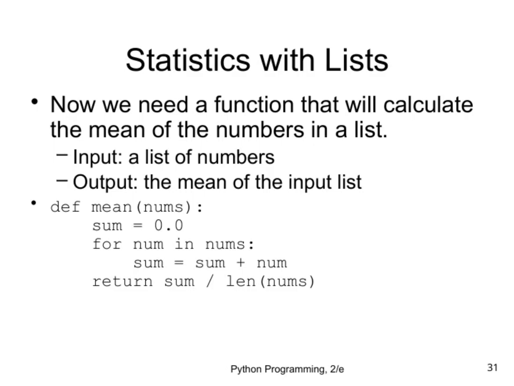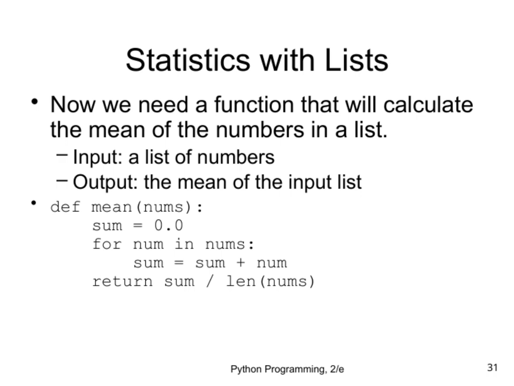Now, we need a function that will calculate the mean of the numbers in a list. The input for this function is a list of numbers, and the output is the mean of that list. The function is defined as def mean, taking a parameter called nums, which is our list of numbers. Inside the function, we initialize a variable called sum to 0 to hold the total sum of the numbers. Then, we use a for loop to go through each number in the list. For each number, we add it to our sum variable. This way, at the end of the loop, sum contains the total of all the numbers. Finally, we return the sum divided by the length of the list, which gives us the average or mean.